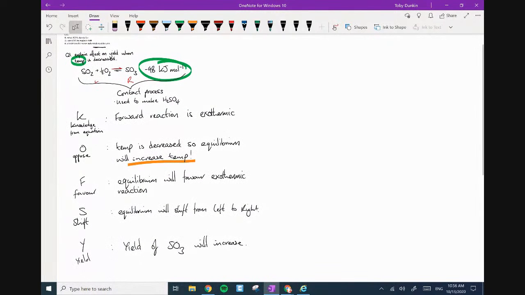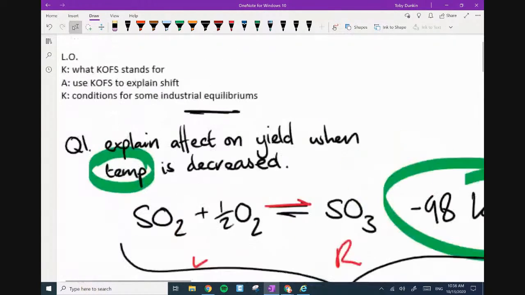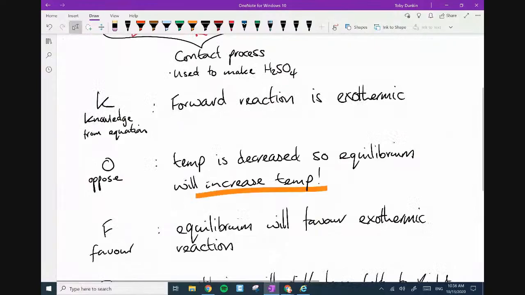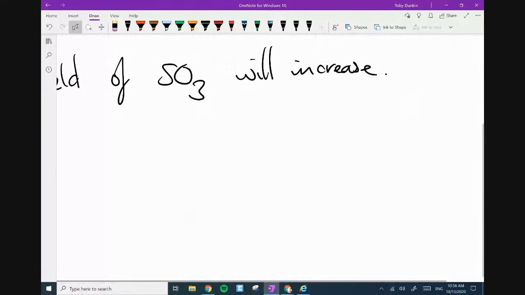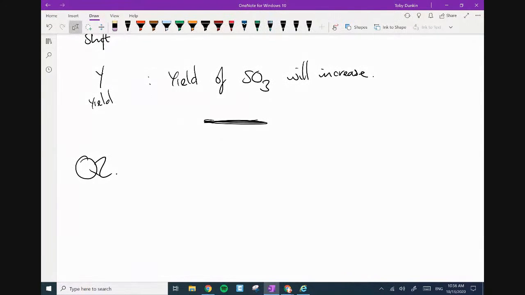Okay, so we've just done temperature. Let me give you an alternative question. We're going to come back, by the way, to the contact process because there's a whole load of cool clauses in this, but we're focusing today on using KOFS. So let's do another temperature one. Right, this is for you guys to now have a go at. Okay, question number 2. This is for you guys to run. So I'm going to give you another equilibrium.